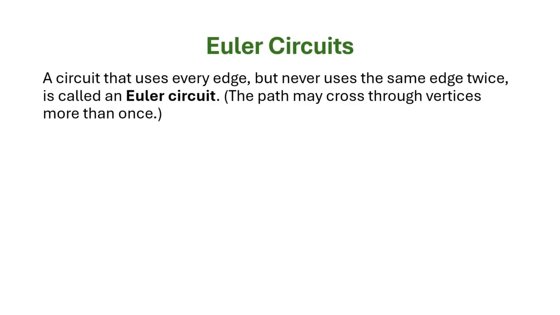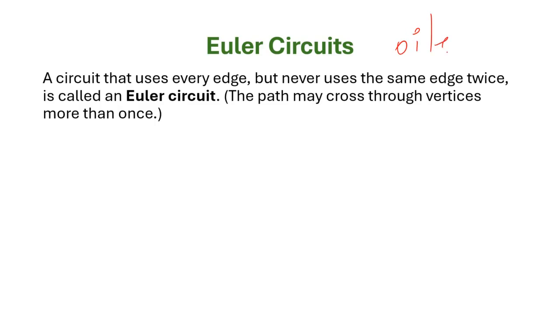Well, from all of those, there's a special one that is called an Euler circuit. An Euler circuit is a circuit that uses every edge, but never uses the same edge twice. And notice that this circuit may cross through vertices more than once. So the only important thing for Euler, and by the way, I'm pronouncing it kind of like with oil.